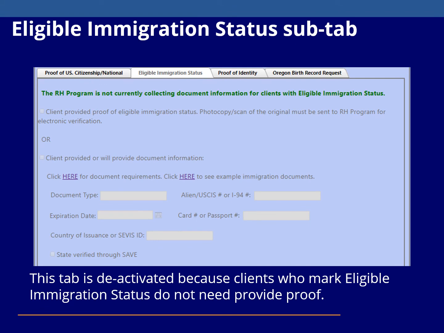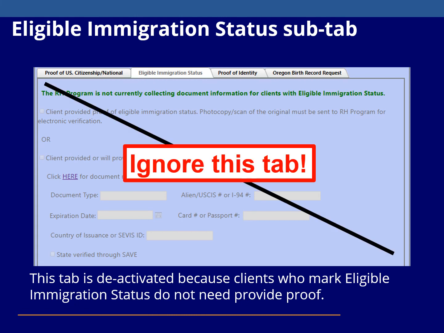Next is the Eligible Immigration Status subtab, and as you can see, this tab has been deactivated because clients who mark eligible immigration status on the enrollment form do not need to provide proof of their immigration status. So basically, you should just ignore this subtab.